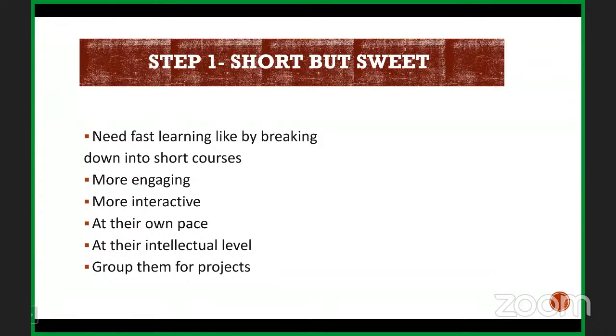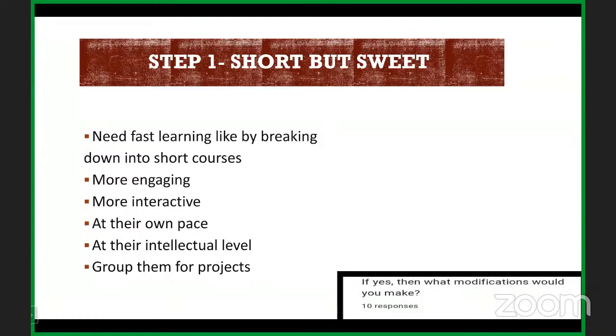So that's how Gen Zs are. They will be needing a blended approach. They want everything short but sweet. Why? Because they get bored easily. So they will need short courses, more engaging, more interactive, and it should be at their own pace. Because whatever we try to do, we have to understand what their level is.